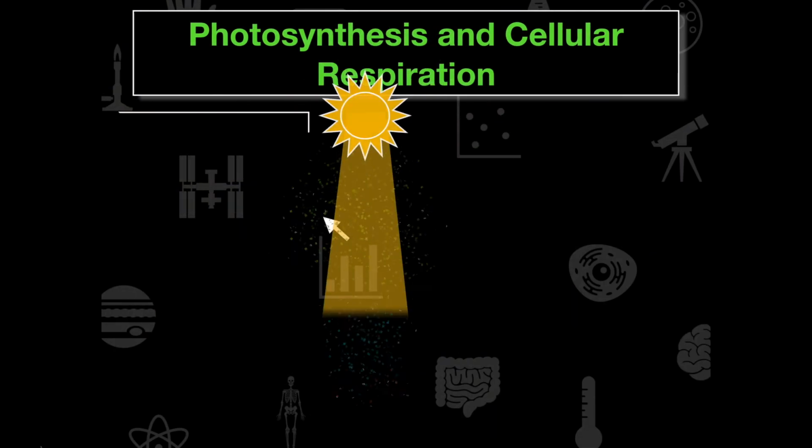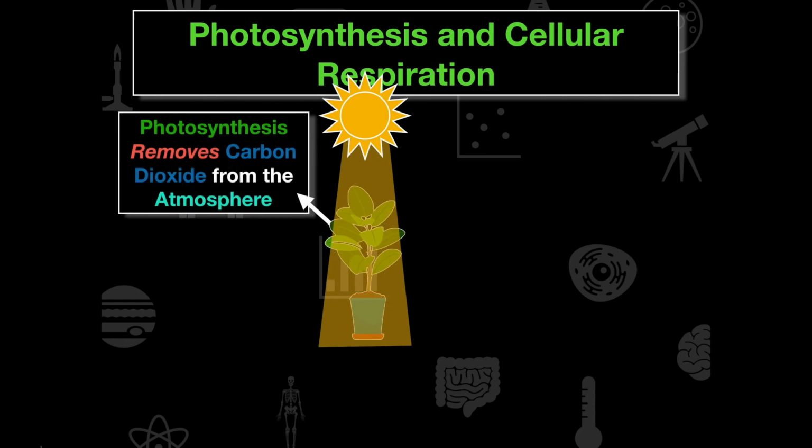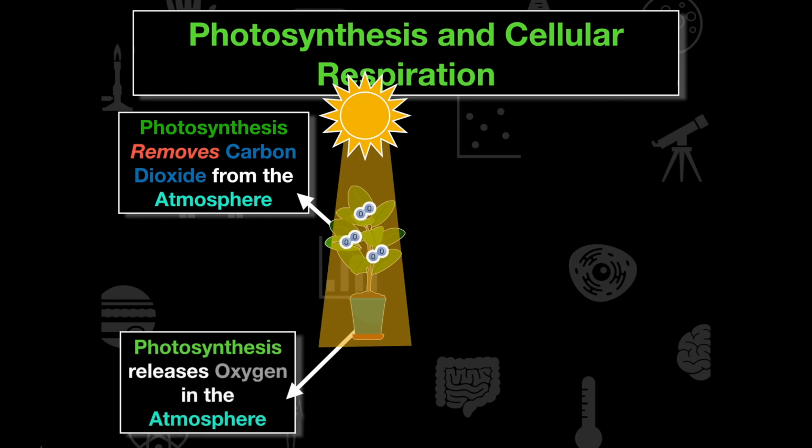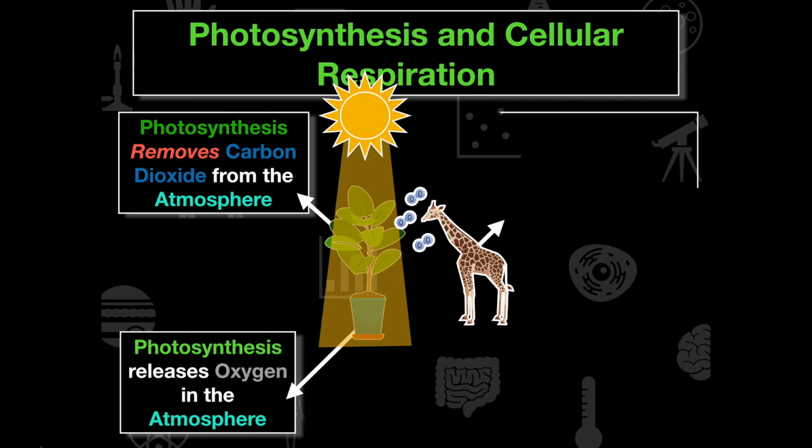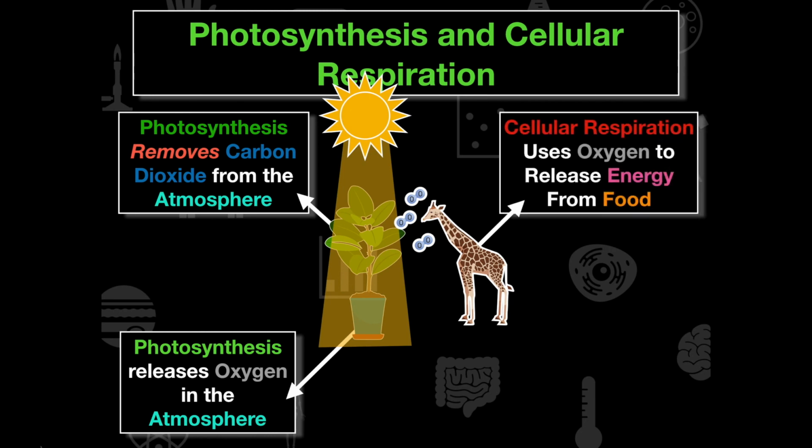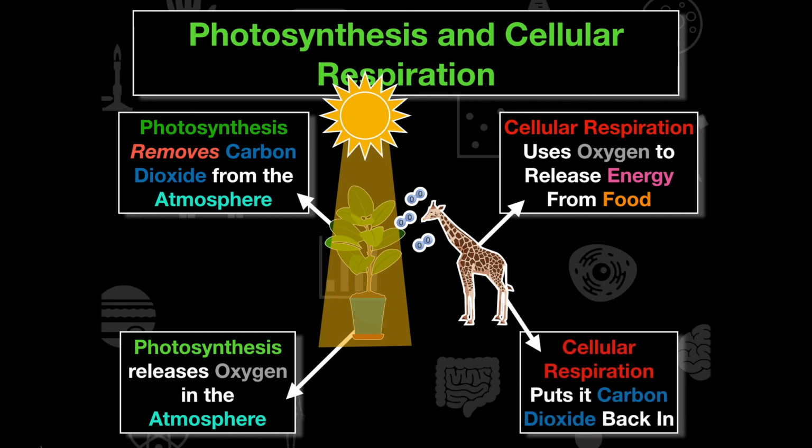So if we're looking at photosynthesis and cellular respiration, the plant's going to remove carbon dioxide from the atmosphere. It's going to take in that carbon dioxide, it's also going to take in water, and then it's going to release the oxygen into the atmosphere. Now, organisms are going to go through cellular respiration because they use oxygen and they release the energy from the food via this oxygen. And the organisms are going to put carbon dioxide back into the atmosphere as they go through cellular respiration, and the cycle continues.